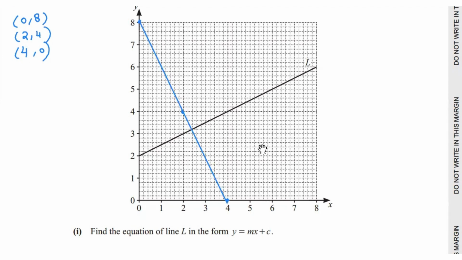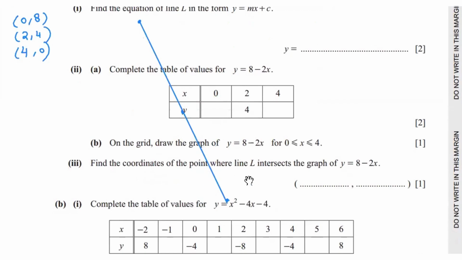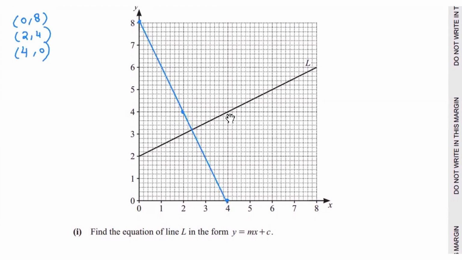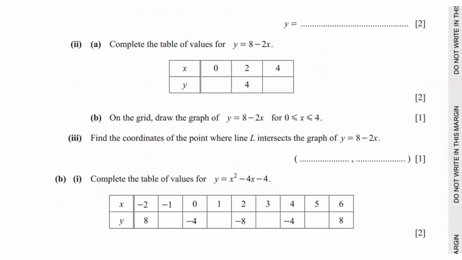Then it's saying find the coordinates of the point where line L intersects the graph. So this is where they're intersecting. The coordinates are 2.4 and 3.2.